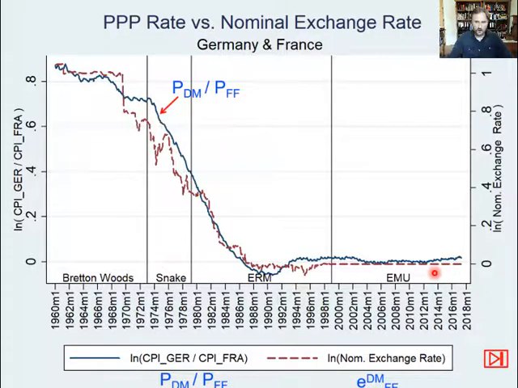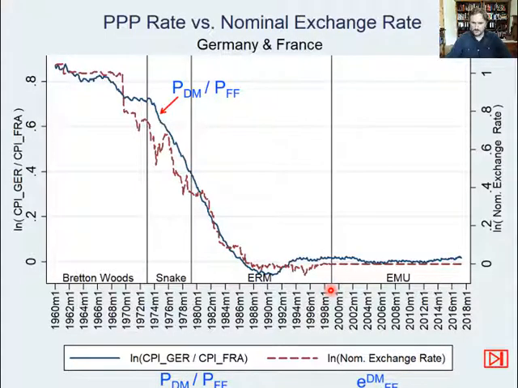Since the beginning of the European Monetary Union in the year 1999, the nominal exchange rate between France and Germany has been fixed at a level of 1, such that the logarithm always equals 0. French euros and German euros exchange at an exchange rate of 1. That is the point here.